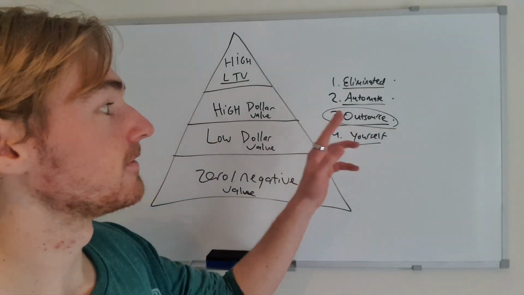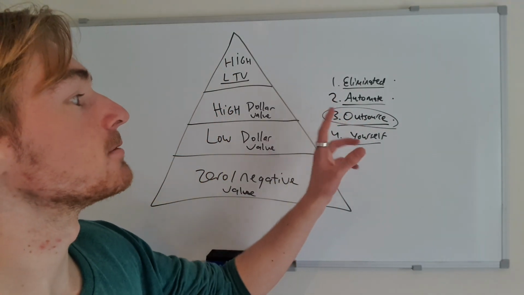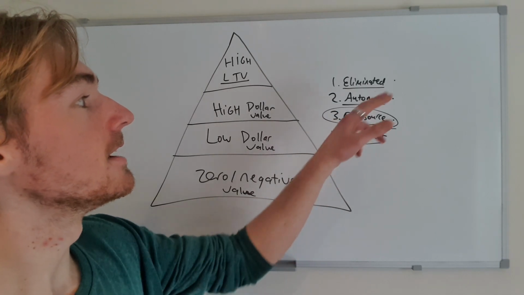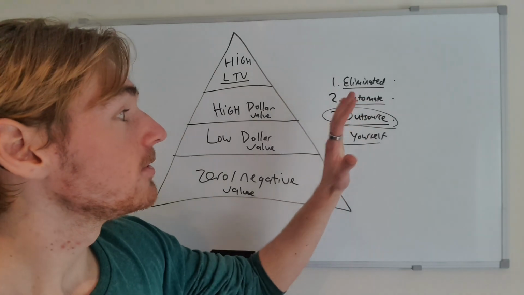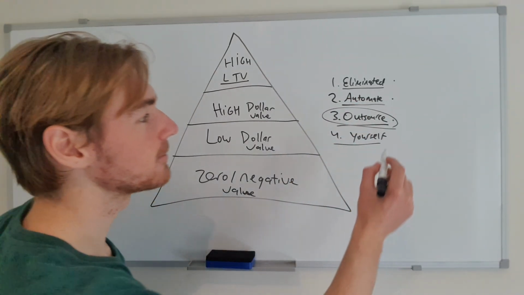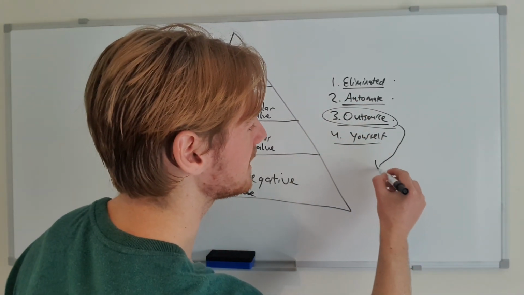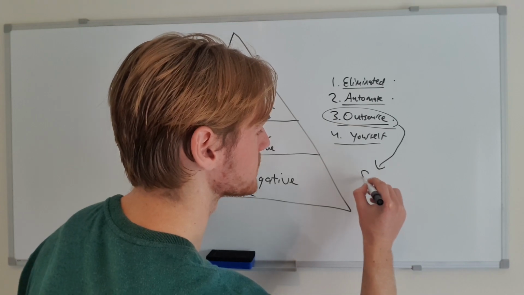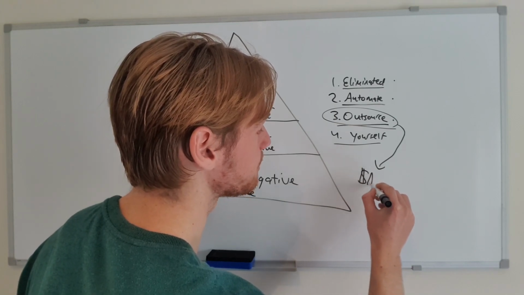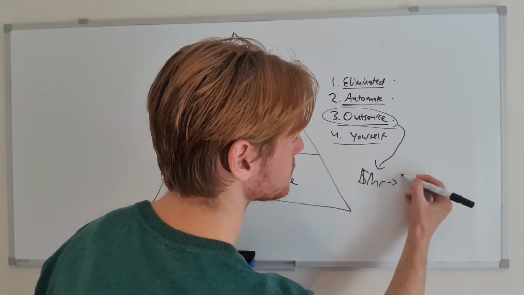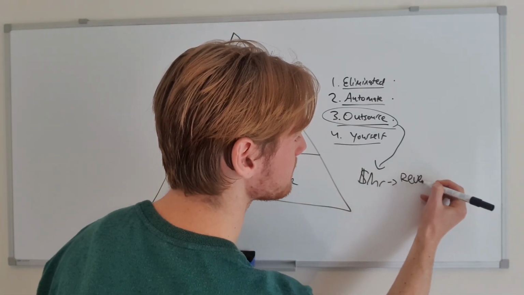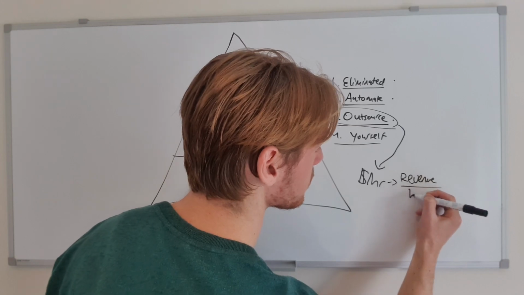Because that's the third thing which you should be aiming to do if you cannot eliminate it and if you cannot automate it? Well, the way in which you can know if you can actually outsource a task is by calculating your own hourly rate. So you would calculate exactly how much your time is worth. How you do that is really easy. You just divide the revenue that you make by the hours that you work.